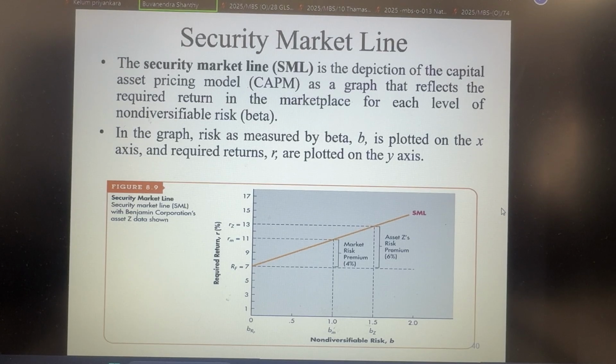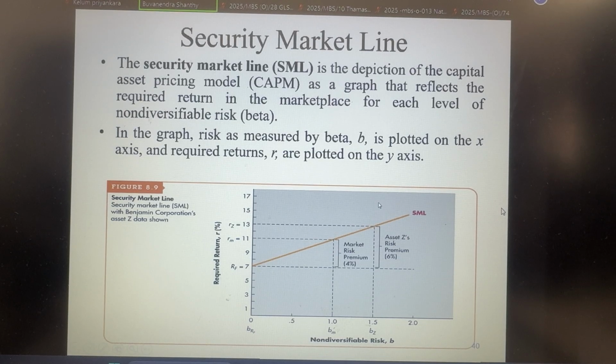Lower the beta, lower the expected return. That is what this graph is showing here. You can see the risk-free rate is 7%. At that point there is no risk, which is why the beta is 0. When beta is 0, the return equals the risk-free rate, and then the required return increases as beta goes from 0.5 to 1. You can see that is what it explains.